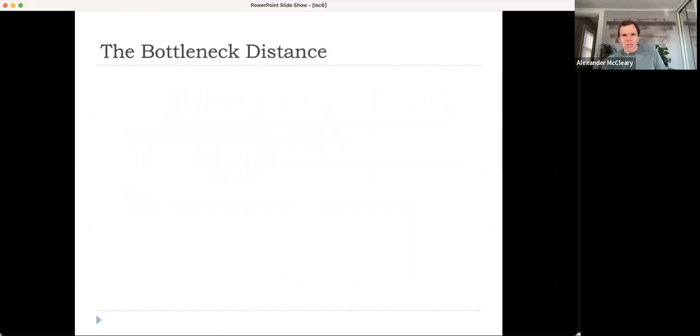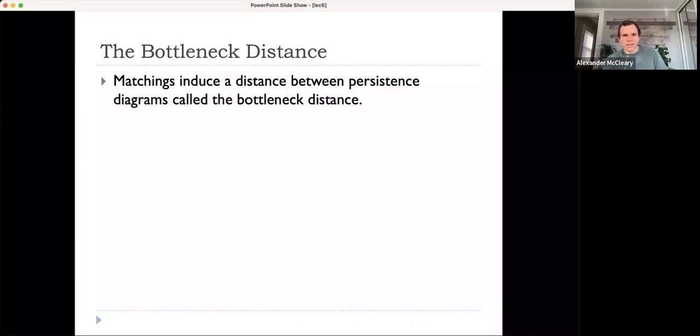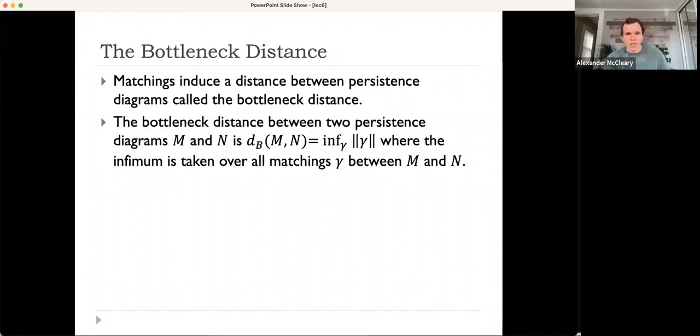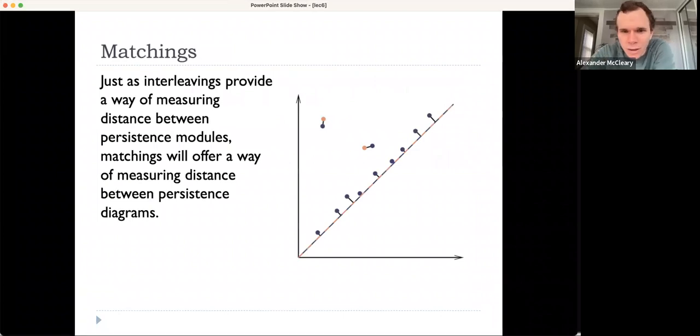Okay, so now that we have matchings and costs of matchings, we can define the bottleneck distance. These matchings induce a distance called the bottleneck distance, just like interleavings induce the interleaving distance. So the bottleneck distance between two persistence diagrams, M and N, is just the inf over all gamma of the cost of gamma, where the infimum is taken over all matchings between M and N. So basically what we want is to find the best matching possible between M and N. And right, so let's go back to this picture here. I could pick a really stupid matching if I wanted, right?